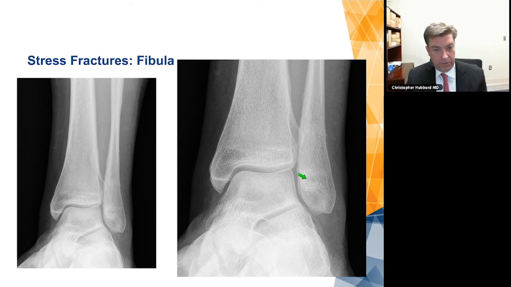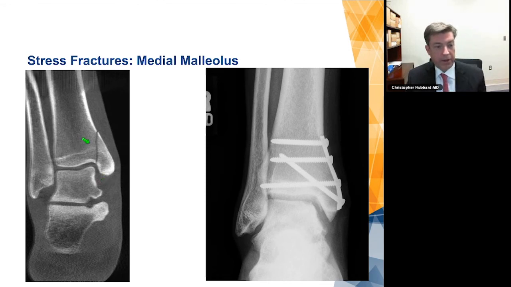This is the fibula. This is maybe even more subtle, but there is something there. Typically in runners, a distal fibula fracture is pretty tender and sore right on that spot. So a lot of this is a clinical diagnosis. We typically treat them in a boot initially.